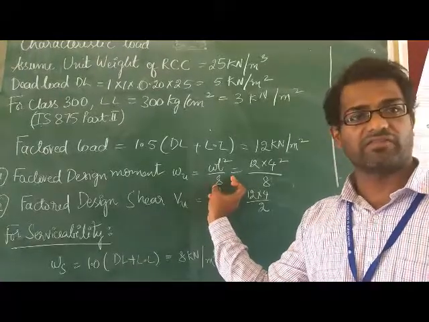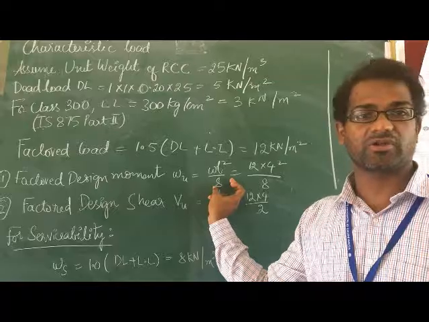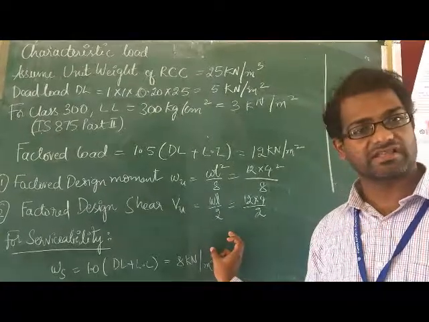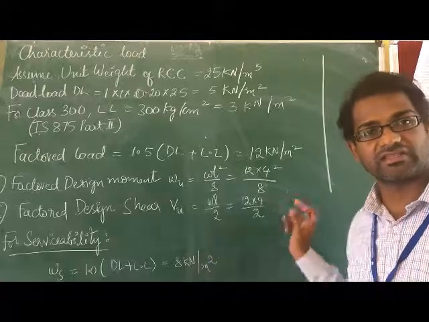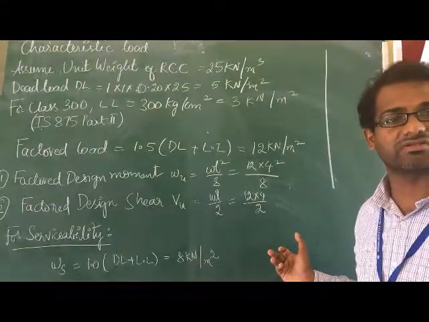Design moment we consider as for a simply supported beam, WL square by 8. For the same condition, it is WL by 2 for shear. We can easily calculate the bending moment and shear values.